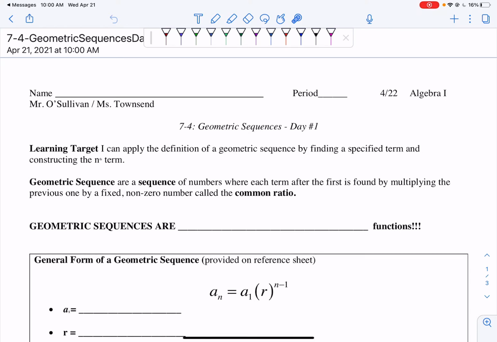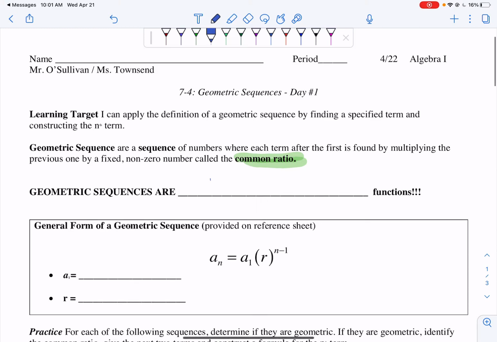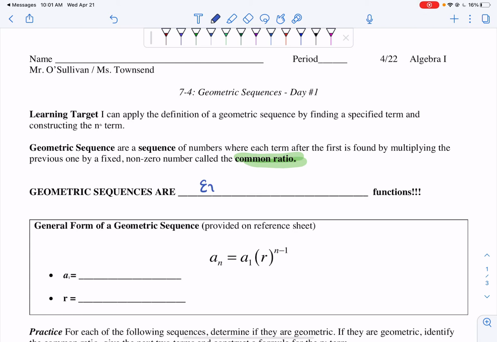So geometric sequences are a sequence of numbers where each term after the first is found by multiplying the previous one by a fixed non-zero number, called the common ratio. So the common ratio is sort of like our common difference, but we find it by multiplying. Whenever we're multiplying, is that a linear function or an exponential function? Geometric sequences are examples of exponential functions for that very reason. So when we're multiplying, we have exponential functions. What we're doing is actually just writing an exponential function for a sequence.